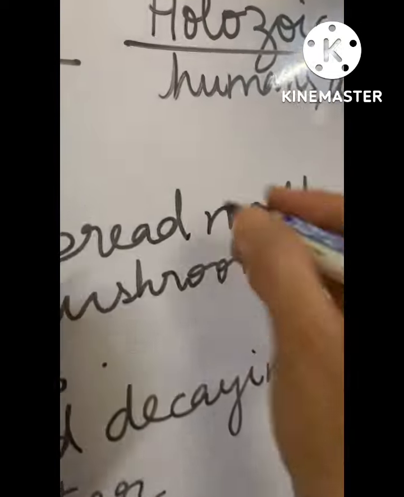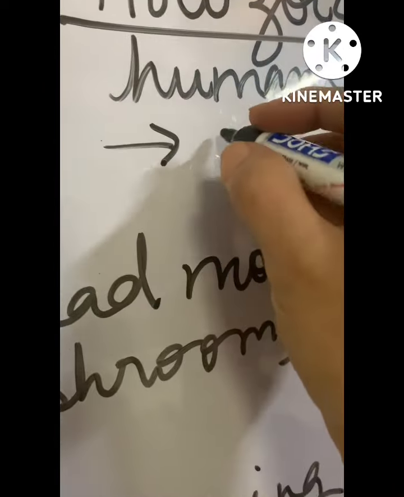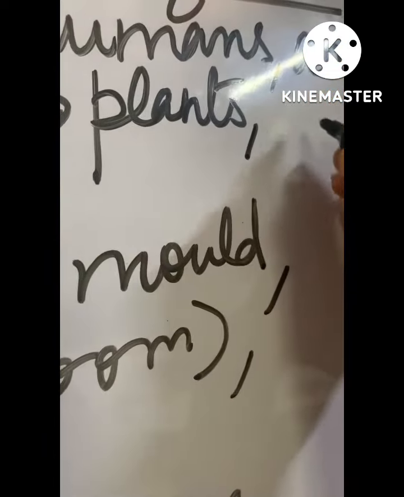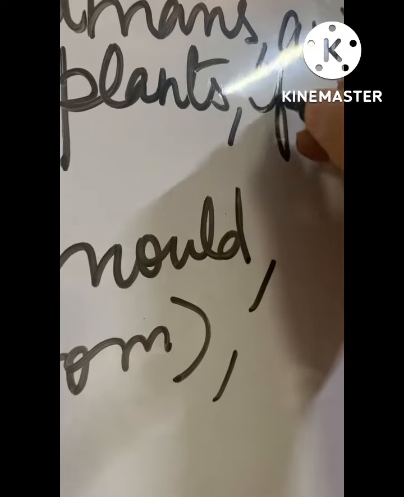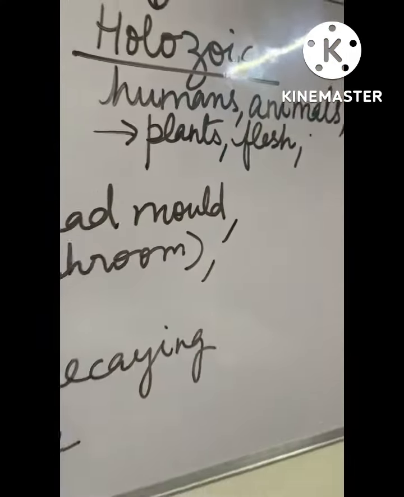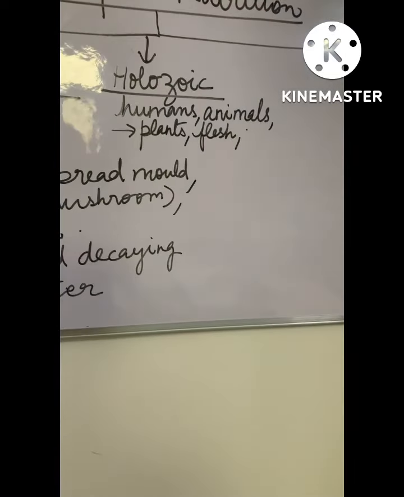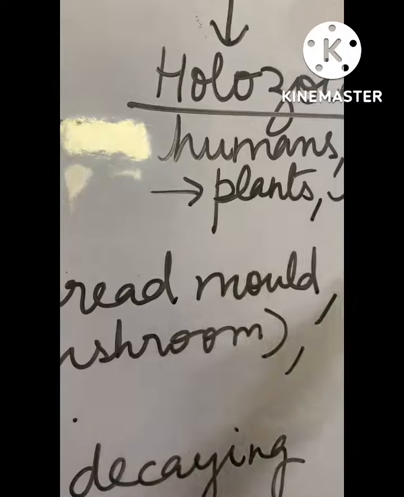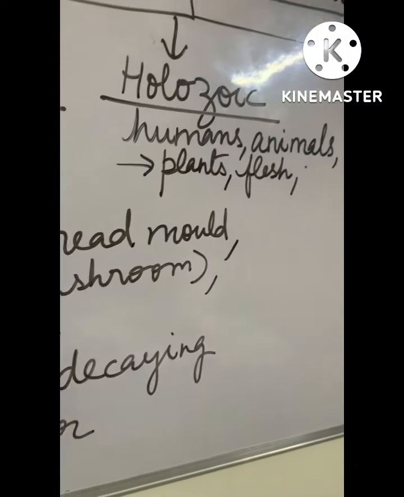So what do they feed on? You already know that some animals feed on plants, which are called herbivores, and some animals feed on only flesh, which are carnivores, and some feed on both plants and animals, which are called omnivores. So they feed on plants and flesh, that is, other animals.